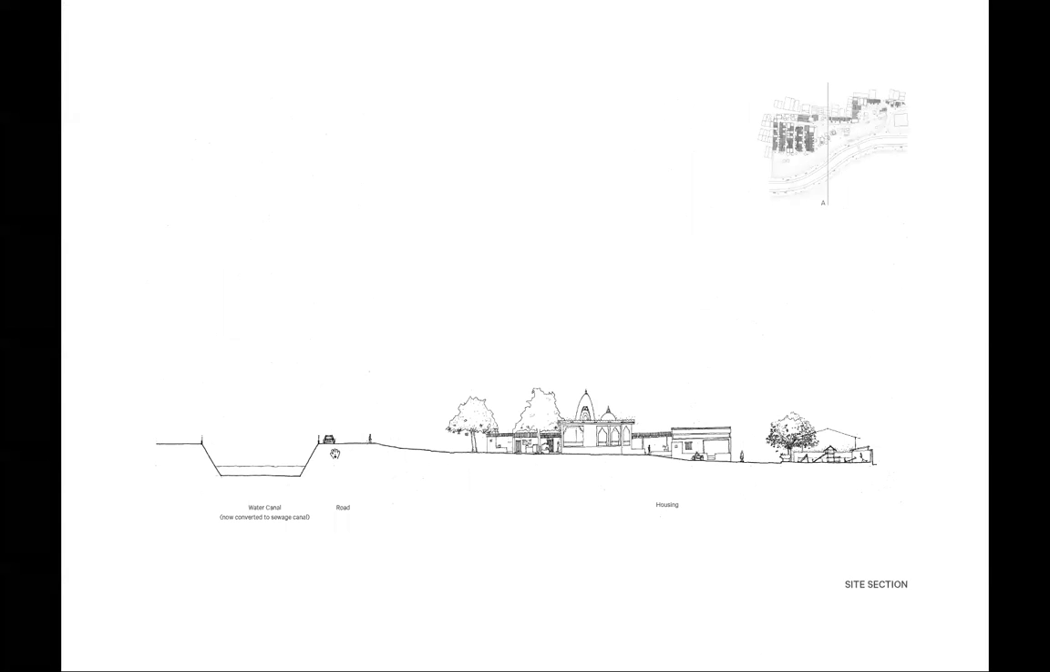This section shows the relationship between the road and the community. So this is the canal, the road, which is 1.8 meters higher than the community. So this is the community, and the slope goes like this. And then there is this compound wall which doesn't let the water pass.